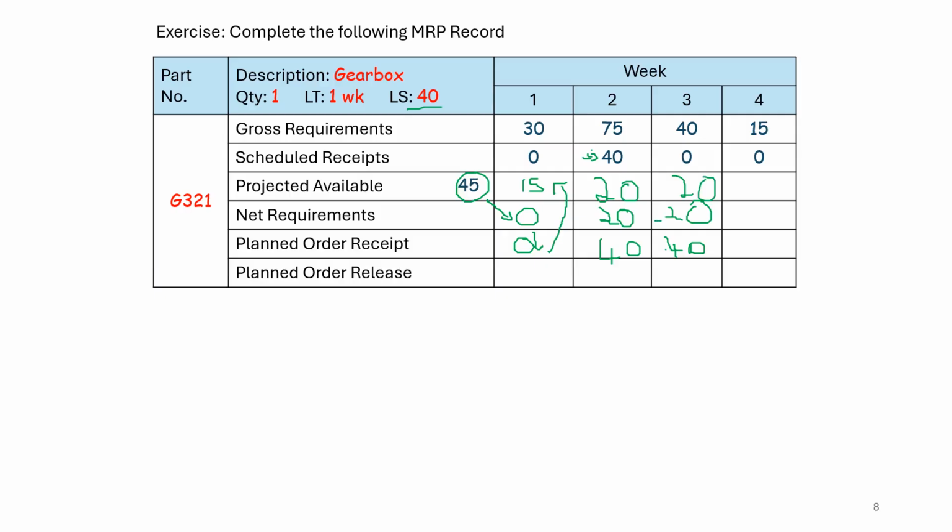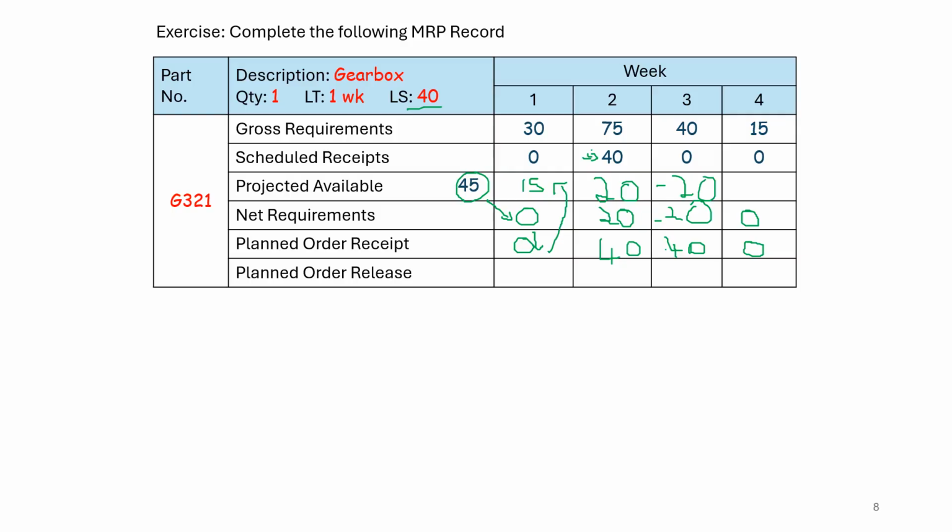And finally, for week 4, we require only 15 units. But at the end of week 3, we already have 20 units in inventory. So our net requirement is 0 because our inventory before week 4 is more than the gross requirement itself. So our net requirement is 0. The planned order received to satisfy this net requirement should be 0 because we don't need to receive any additional parts to satisfy this 0 net requirement.